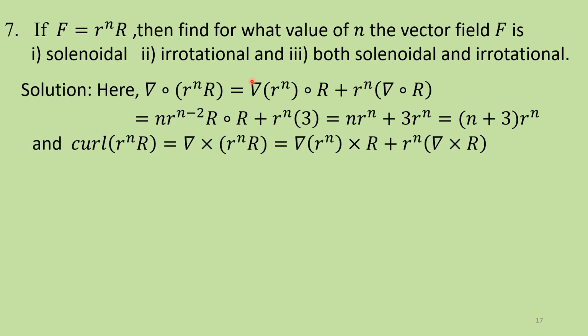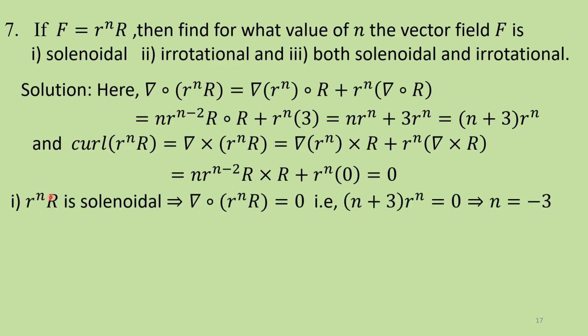Now similarly, for irrotational, the curl of r power n into r, by using the identity, that is del cross r power n into r, a scalar multiple of a vector, is nothing but grad of r power n cross r plus r power n into curl of r, where the curl of r is 0 and grad of r power n is n r power n minus 2 into vector r cross r. But r cross r is 0, so we get 0. After getting this, now I can go for answering one by one.